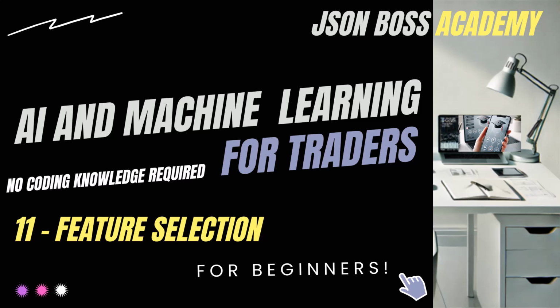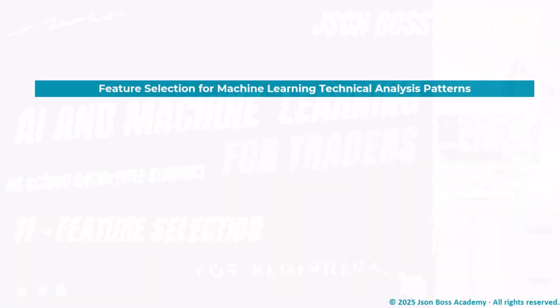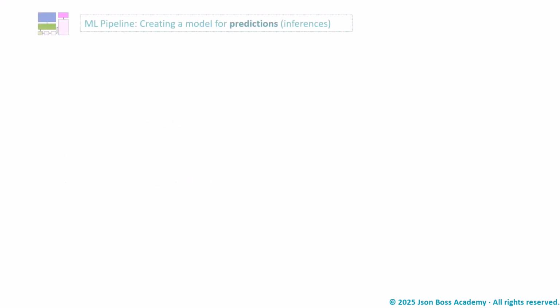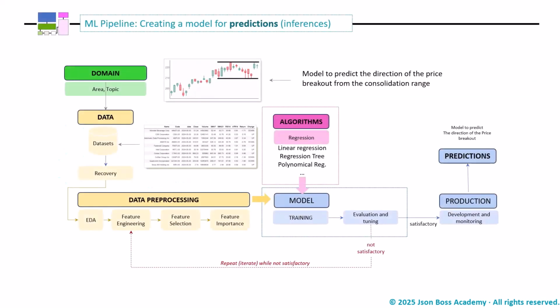Feature selection for machine learning technical analysis patterns. In this video, through various cases and examples, you will learn about identifying and auxiliary data, about features and meta-features, culminating in a comprehensive understanding of features with a big picture guide. First, let's start by showing the image of the pipeline to locate where the topic of features is situated.